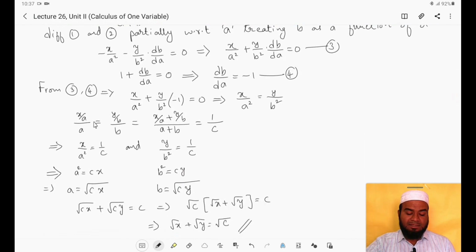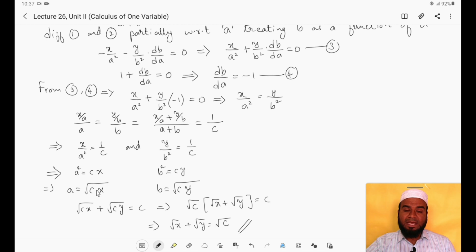Now this can be written as x by a and this can be written as y by b, because when two fractions are equal, we can add the numerators and the denominators, and that will also be equal to the given fractions. That is x by a plus y by b over a plus b we will get. x by a plus y by b is nothing but, from equation 1, it is 1, and a plus b is c. So I will equate x by a square equals 1 by c, y by b square equals 1 by c. So find a square from this, cx, b square from this, cy, right?